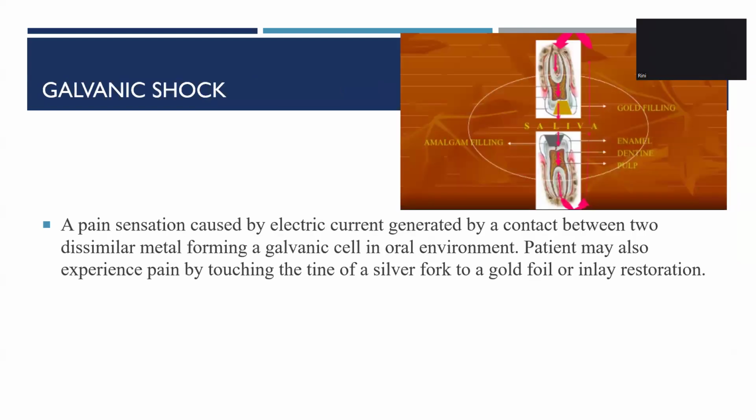Galvanic shock is a pain sensation caused by the electrical current generated by contact between two dissimilar metals, forming a galvanic cell in the oral environment. A patient may also experience pain by touching the tine of a silver fork to a gold foil or inlay restoration. Here we can also see a gold filling and an amalgam filling, which, when in direct contact with each other, can produce a galvanic shock.